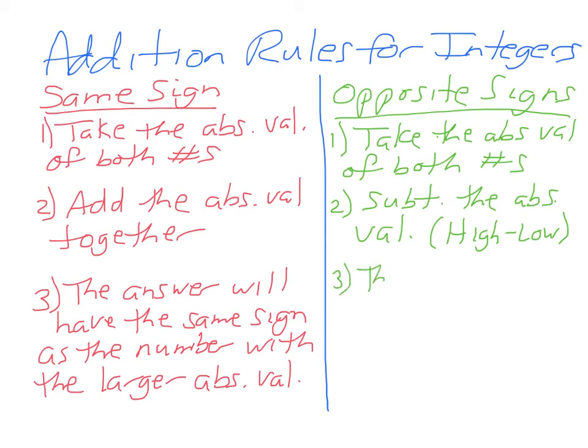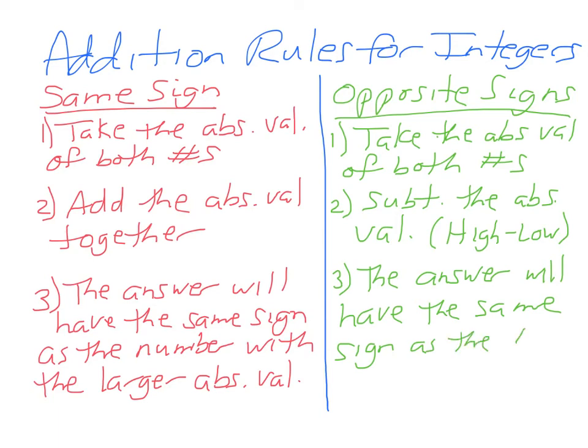And 3, the answer will have the same sign as, sound familiar? The number with the larger absolute value. So steps 1 and 3 are exactly the same. It's step 2 where you have to think: same sign, opposite signs, and do I add or do I subtract? Let's look at some simple examples here.